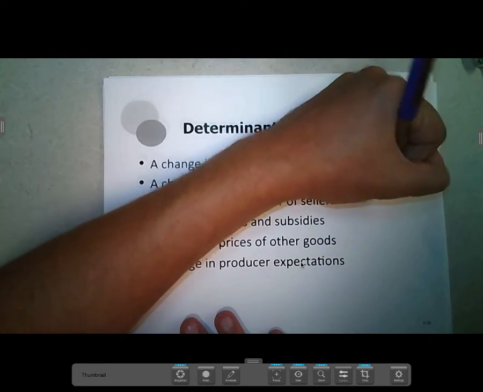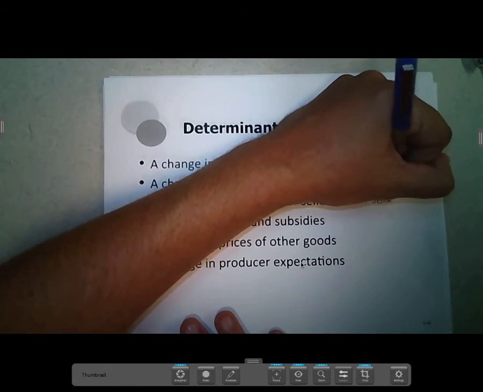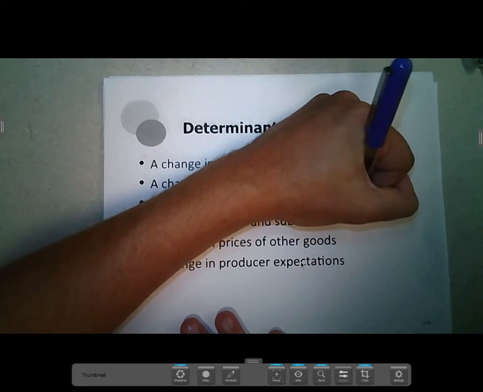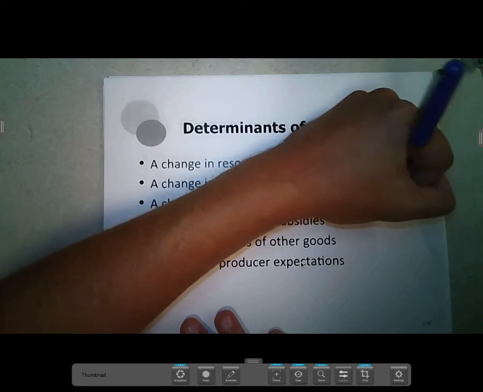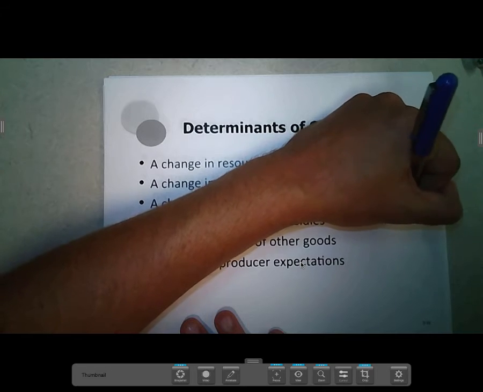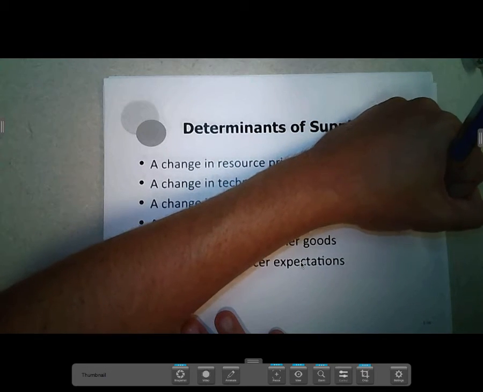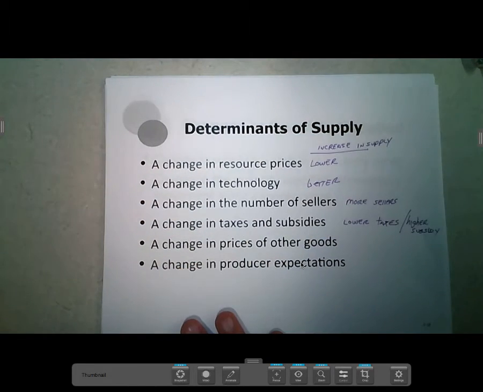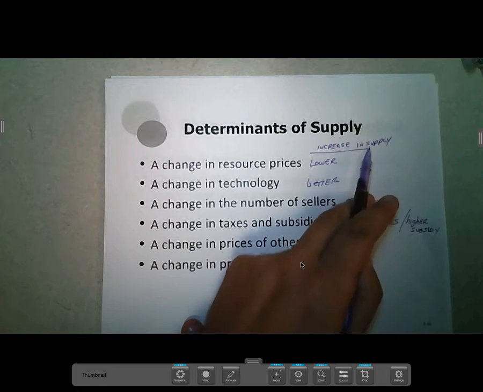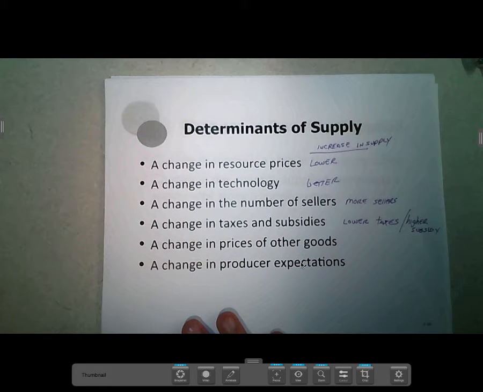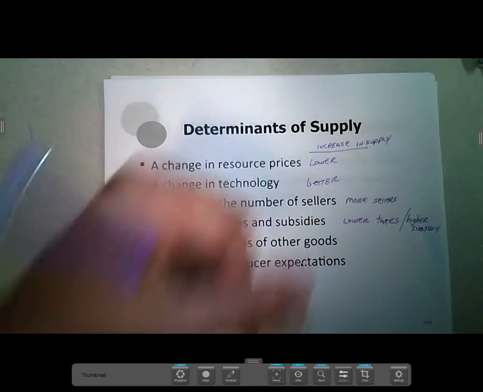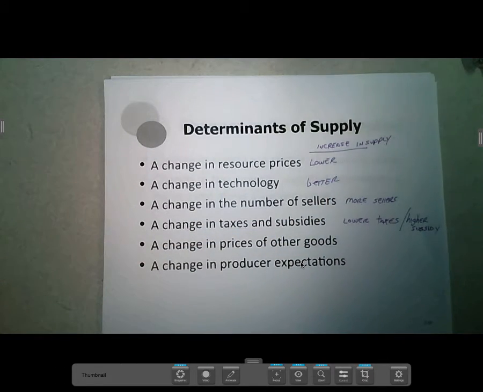If there are more sellers, that's going to increase my supply curve. If there are lower taxes or higher subsidies, subsidies are when the government pays you money to do something, or if the taxes are lower, the supply curve will increase. Changing the price of other goods, well, that's a pretty bad bullet point. I don't think I would have written it that way.